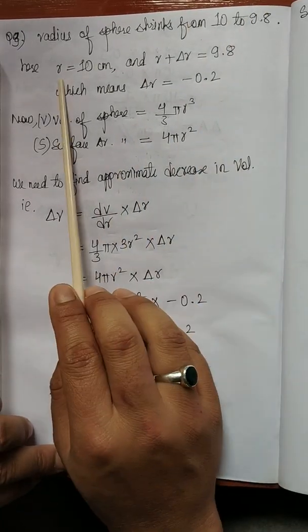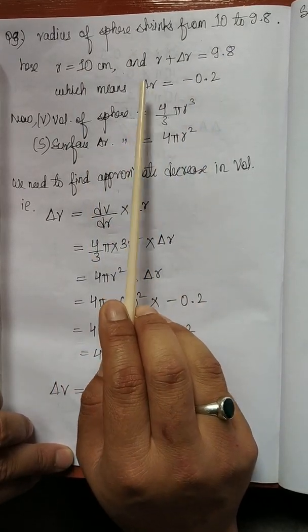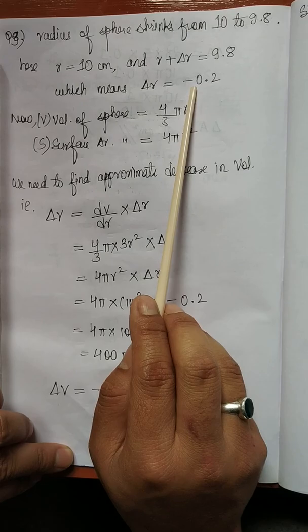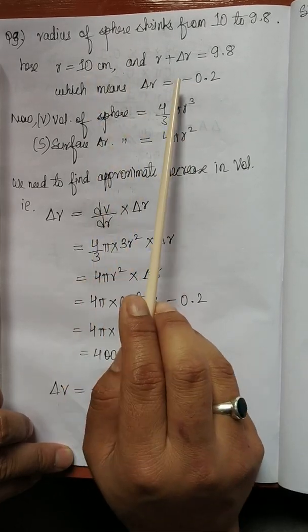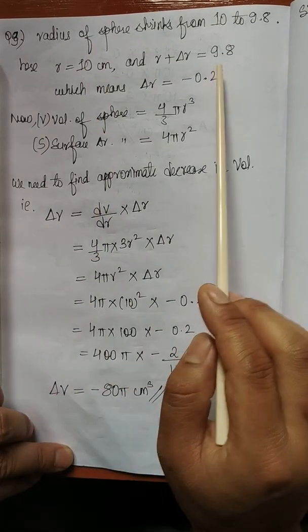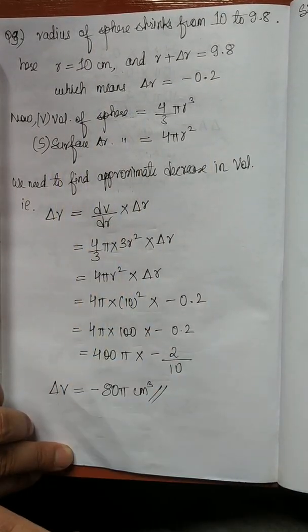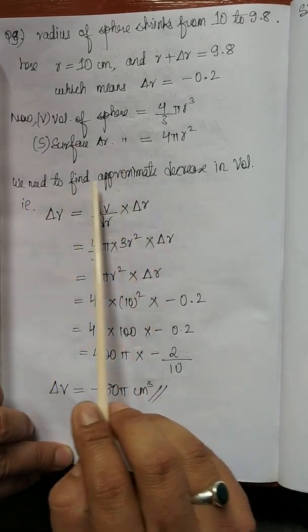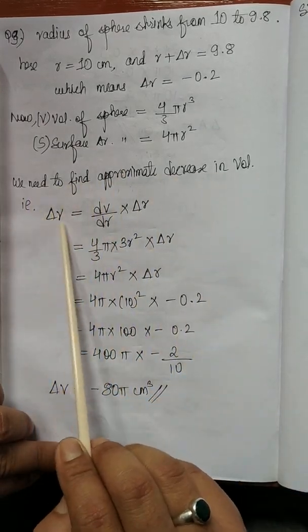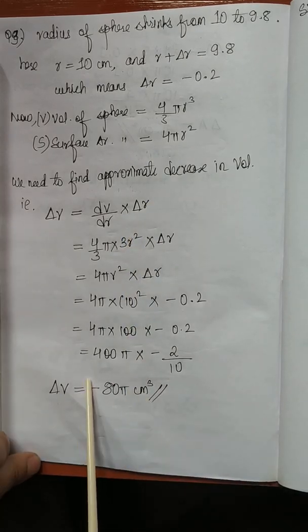The radius was 10 and now it is 9.8. So what is the value for delta r? What is the reduced value? Minus 0.2. If you subtract 0.2 from 10, you get 9.8. So r is 10, delta r is this. These are the formulas for volume and surface area of sphere. So then we can easily find the approximate decrease in volume, delta v, which is dv by dr into delta r. Put the values, you'll get this.